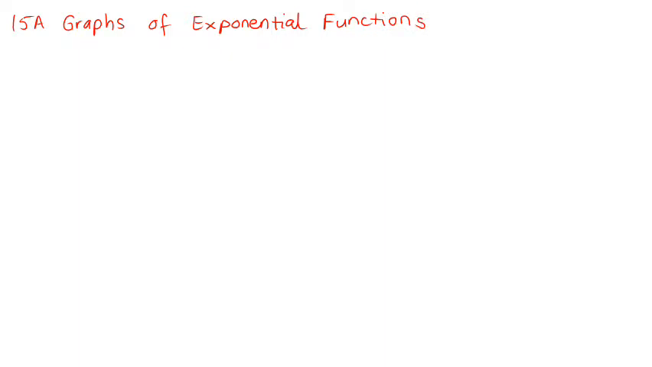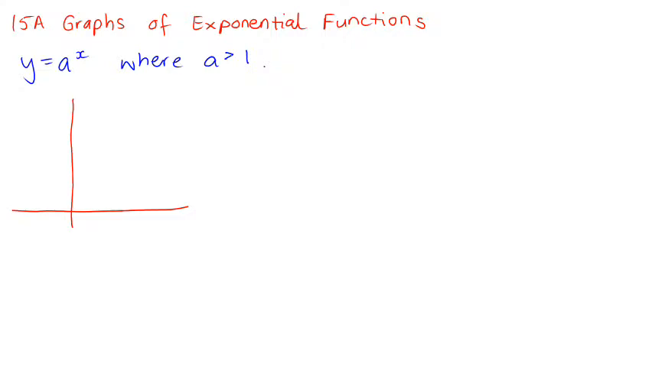So we'll start with the graphs y equals a to the power of x, where a is greater than 1. Obviously your a is going to be a number, so it'll be y equals, for example, 2 to the power of x. That graph looks, if you went and graphed it by hand, this is what you'd get. Something that looks like that.